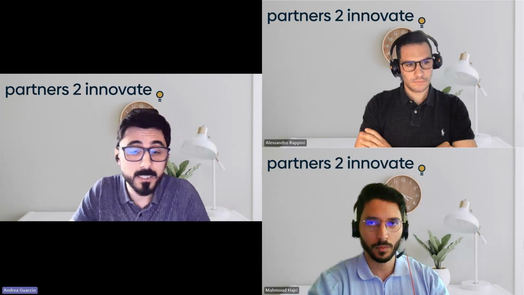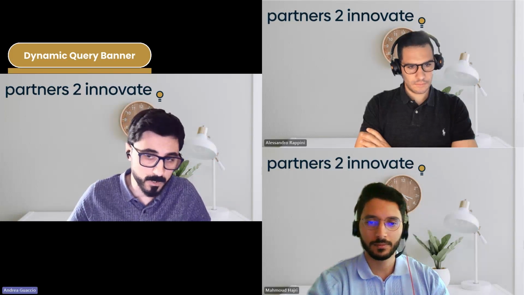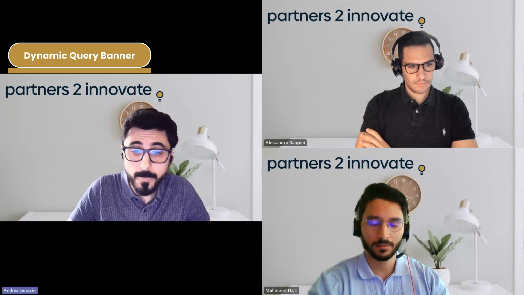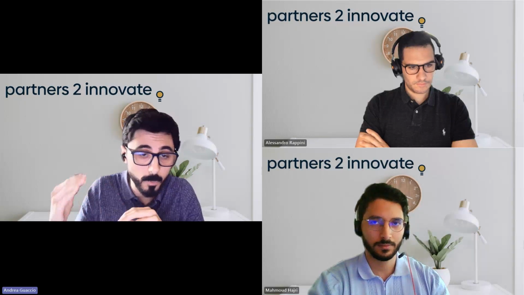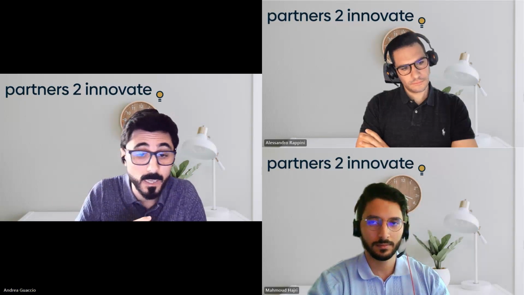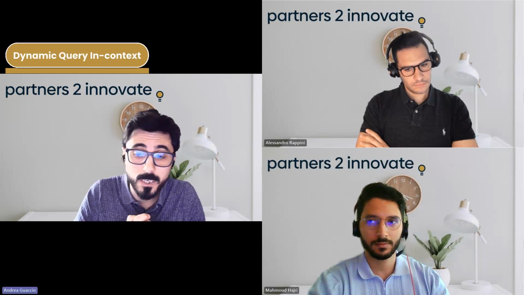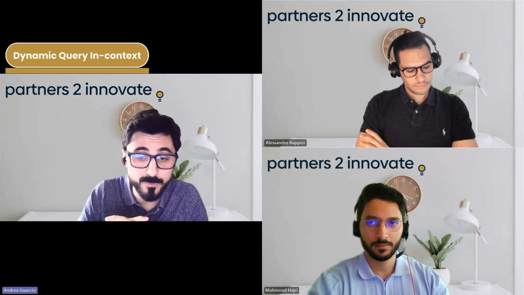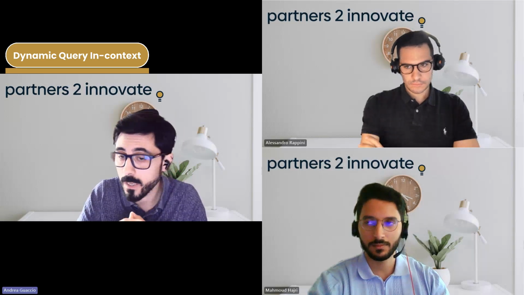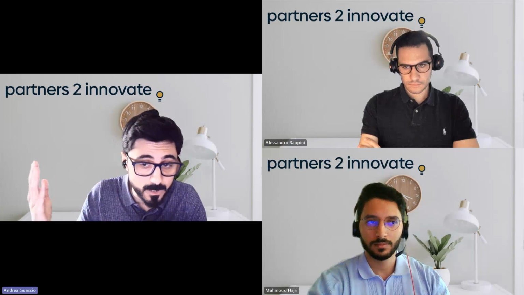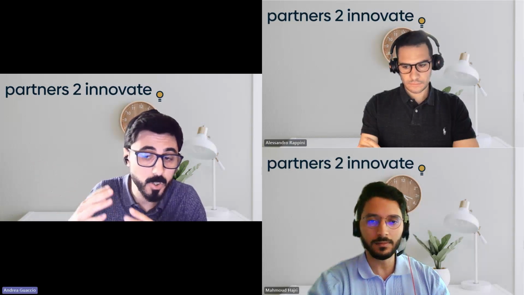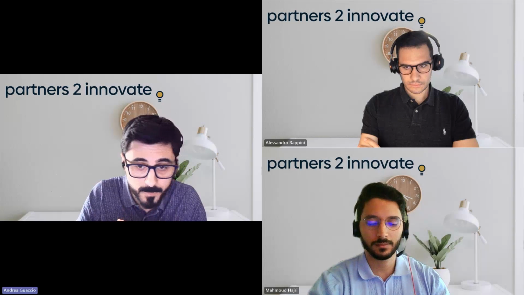The second one is the dynamic query banner. This is one for the executive management. It's high priority graphical metrics placed on the top of the workspace. The number 3 is dynamic query in context, which is useful to easily retrieve related information without navigating through multiple sessions. The side panel widget dynamically changes based on the selected record in Infor OS.